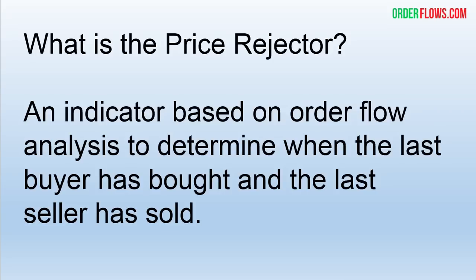Okay, so what is the Price Rejector? It's an indicator based on order flow analysis to determine when the last buyer has bought and when the last seller has sold. When the last buyer has bought, who's going to support the market? Nobody. The market is going to naturally move lower. When the last seller has sold on a move down, where's the resistance? There's no resistance. The market will start to trade higher. That's just the nature of the market.